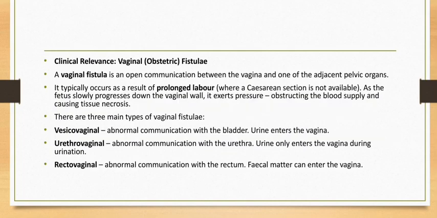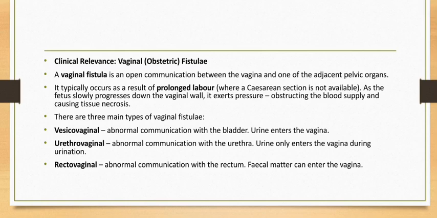Clinical relevance: vaginal fistula. A vaginal fistula is an open communication between the vagina and one of the adjacent pelvic organs. It typically occurs as a result of prolonged labor, where a cesarean section is not available. As the fetus slowly progresses down the vaginal wall, it exerts pressure, obstructing the blood supply and causing tissue necrosis. There are 3 main types of vaginal fistula.